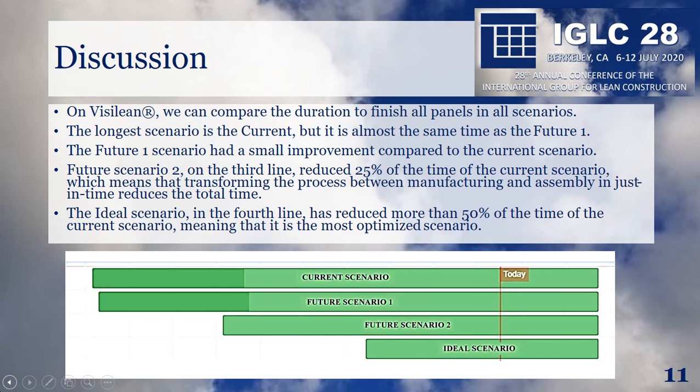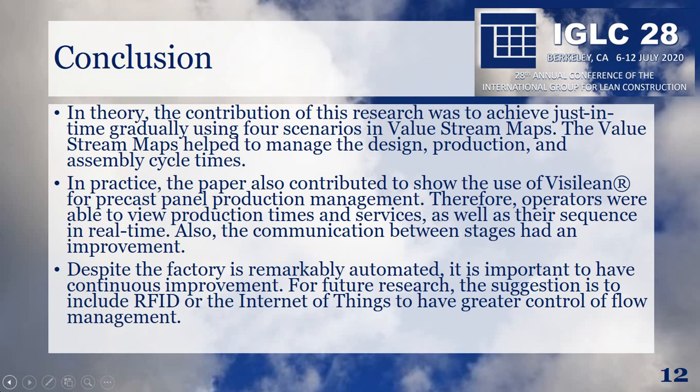Discussion. On Visilean, we can compare the duration to finish all panels in all scenarios. The longest scenario is the current, but it is almost the same time as Future 1. The Future 1 scenario had a small improvement compared to the current scenario. Future Scenario 2, on the third line, reduced 25% of the time of the current scenario, which means that transforming the process between manufacturing and assembly into just-in-time reduces the total time. The ideal scenario in the fourth line has reduced more than 50% of the time of the current scenario, meaning that it is the most optimized scenario.